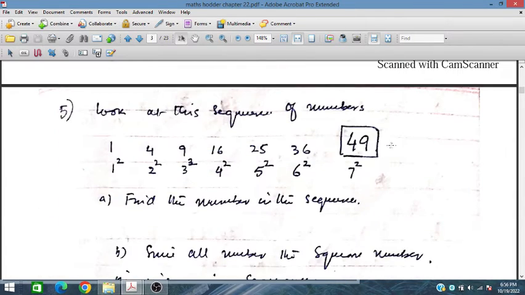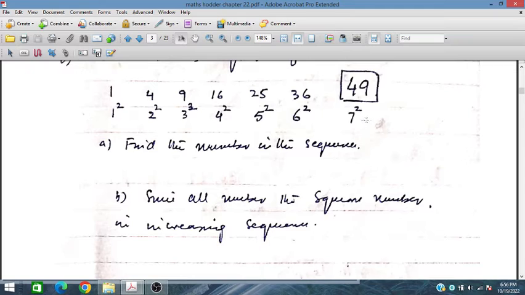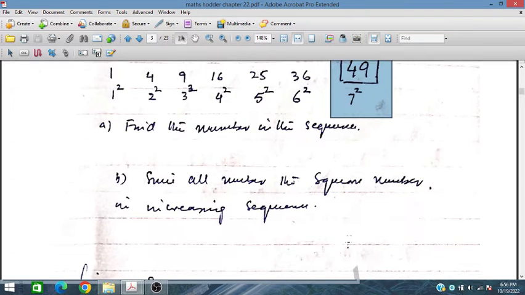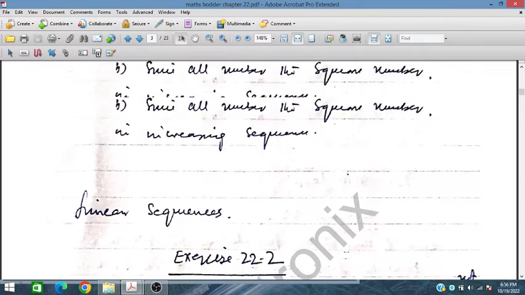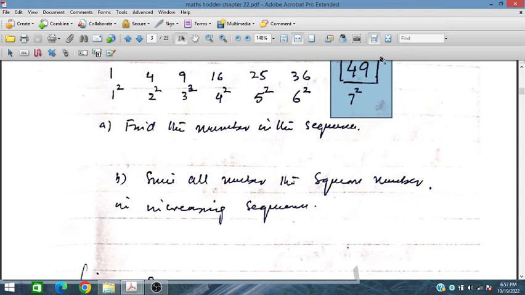Look at this sequence of numbers. So this is 1, 4, 9, 16, 25, 36. So we can see every time the number squared is increasing. So this is 2 square, 3 square, 4 square, 5 square, 6 square. Similarly, this should be 7 square. So this sequence has 49, that is 7 square. And the sequence is increasing. So this is the reason why these are square numbers.